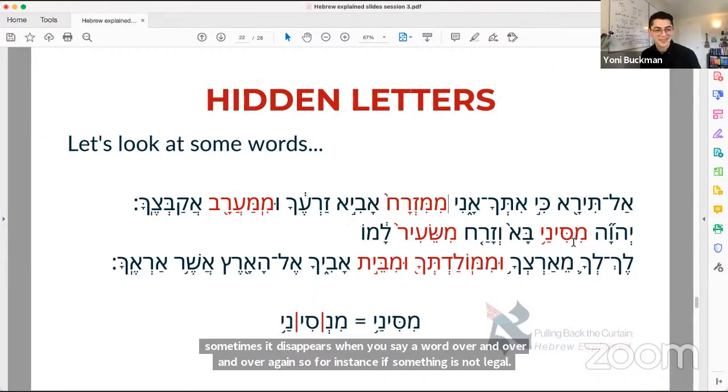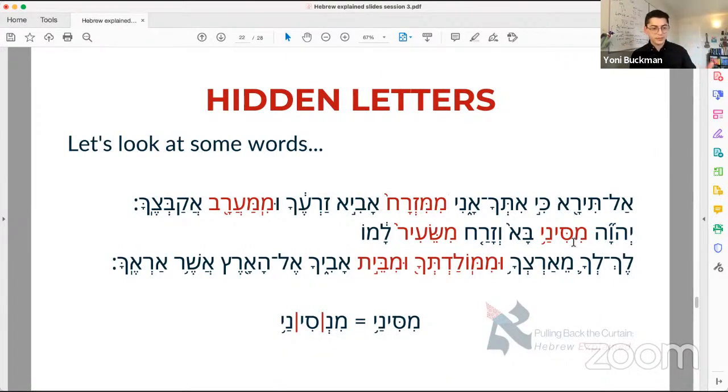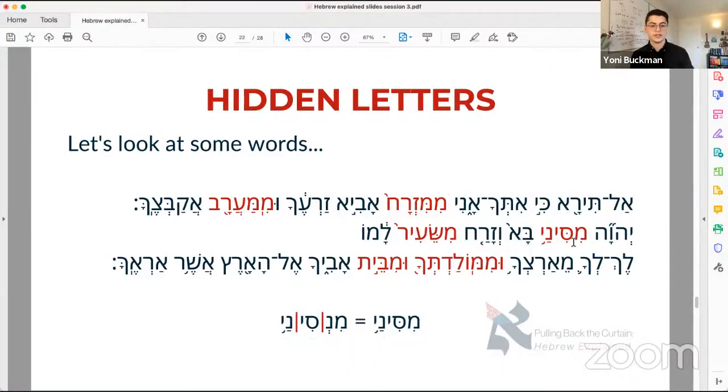I knew I wasn't going to be able to think on my feet, so I wrote them down beforehand. If something is not legitimate, it's illegitimate, right? You double up on the L. This also happens in English with the bump rule too, the BMP. "In" turns into "im." So bump, right? Patient starts with a P.